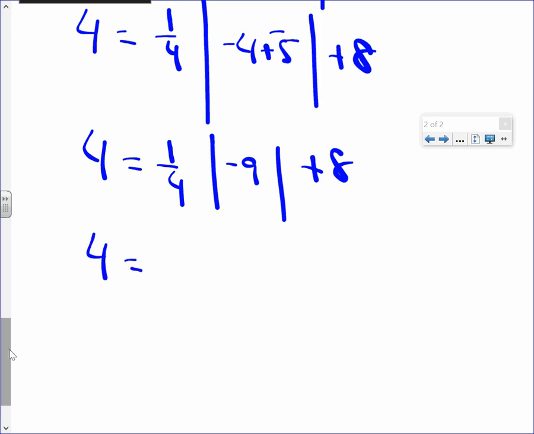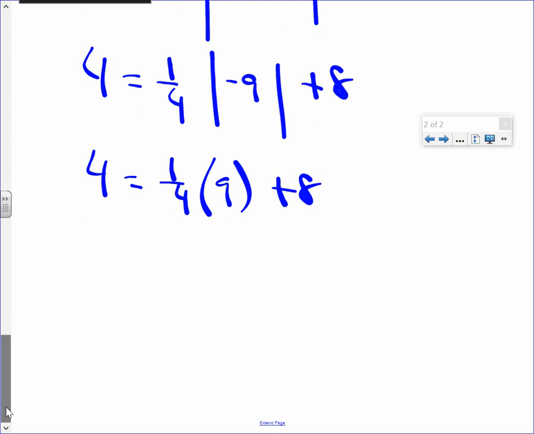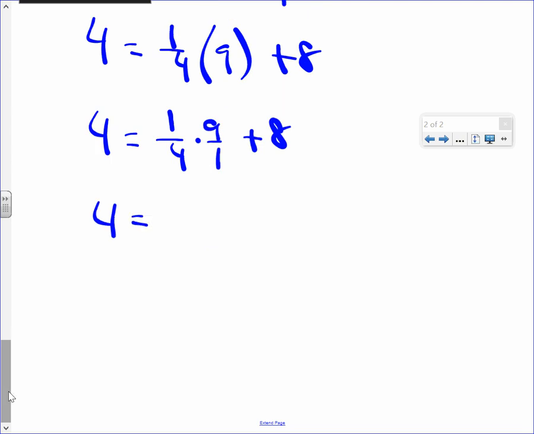Phones away, earphones off. 4 is 1/4 times, watch this now, negative 4 minus 5, which is the same as negative 4 plus negative 5. What is negative 4 plus negative 5? Negative 9. We're rocking and rolling. Here we go. 4 is 1/4 now. What does negative 9 absolute value become? Positive 9. Watch this, you guys.